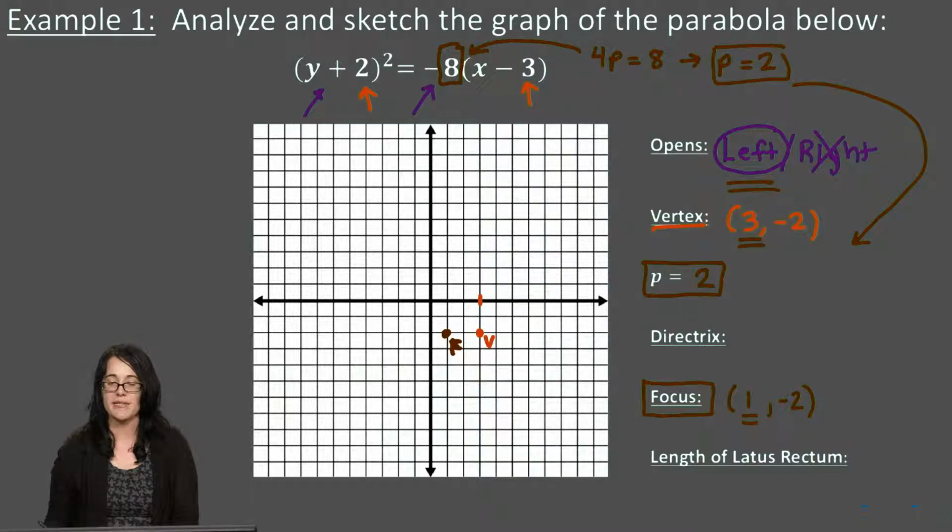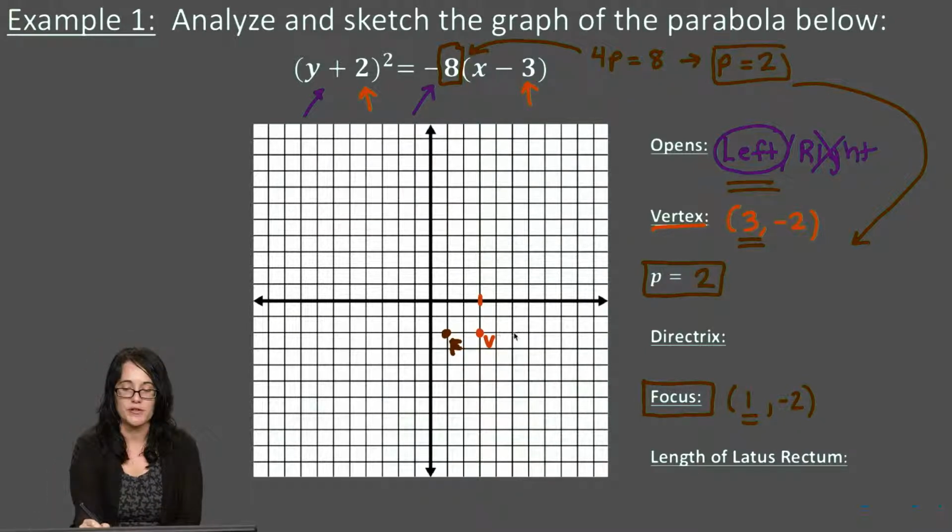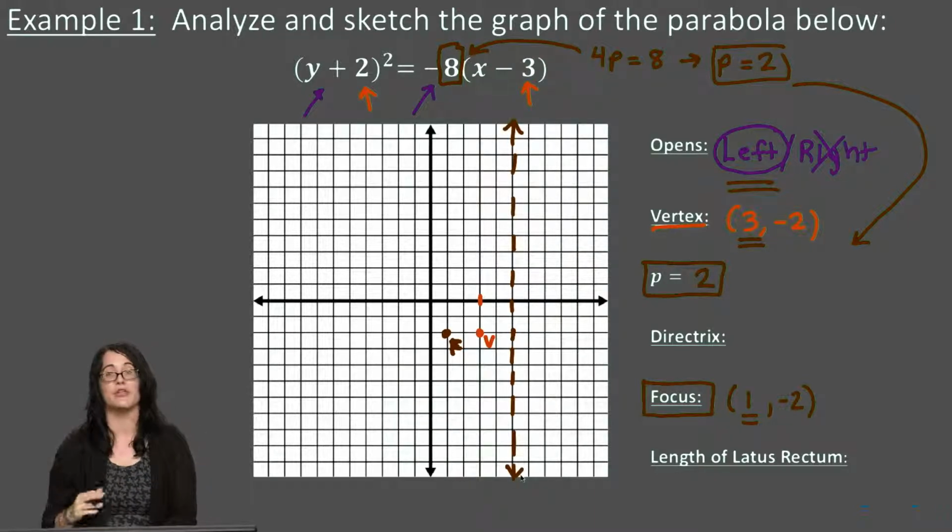But to get a better sketch, we could get our directrix and then we could get our latus rectum. So where is the directrix? Well, it's 2 units in the opposite direction. So from the vertex, 2 units this way, I'll have a line. I could draw a dotted line, you could draw a solid line. I just prefer dotted to remind myself that it's not really on the graph of the parabola, but it's just the imaginary line that everything is hooked up to, if you will.